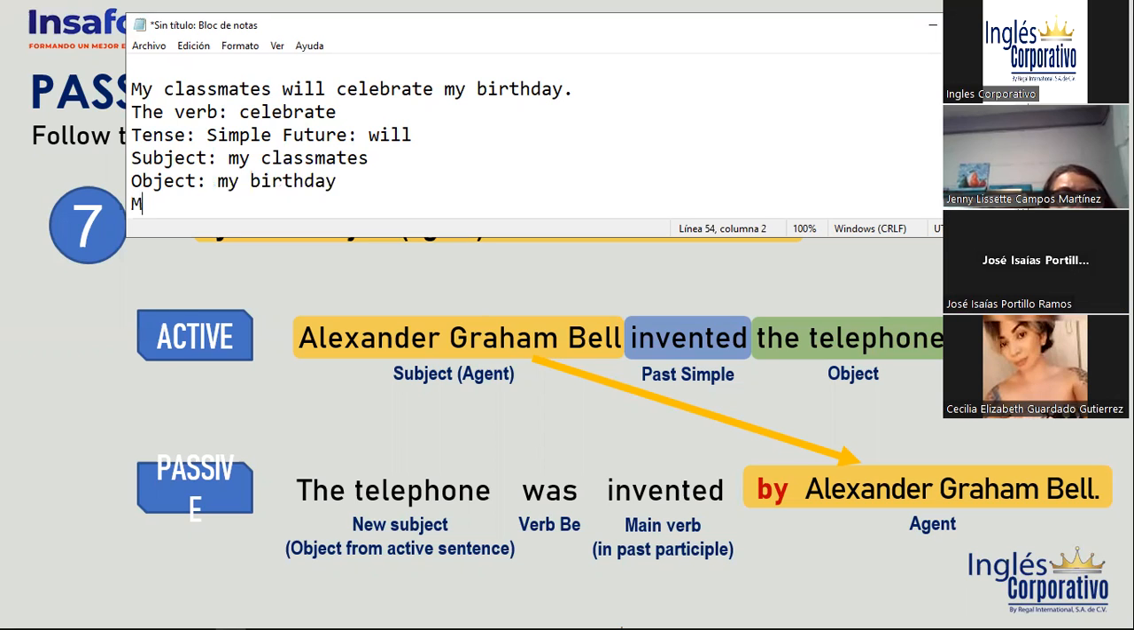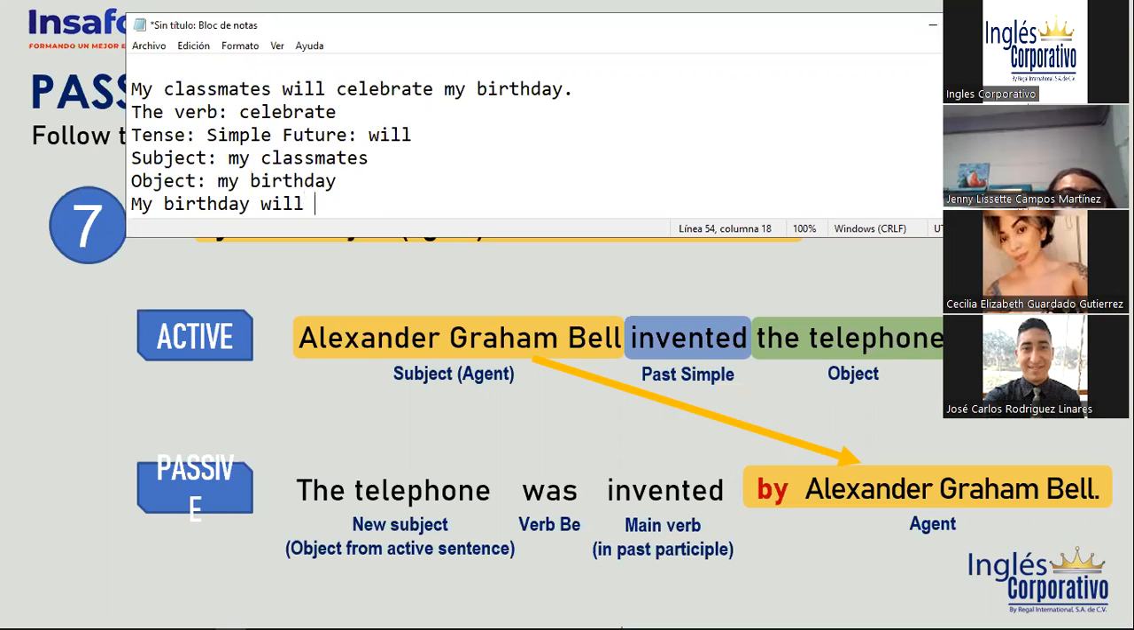My birthday. Muy bien. Will celebrate by my class. Vaya, ahí. Will. Pero luego de will, ¿cuál es el otro elemento que yo voy a necesitar? Porque will es parte del tense. Ah, muy bien. Necesito el verbo to be. Will be what? Necesito ahora el pasado participio del verbo. Celebrated. My birthday will be celebrated.